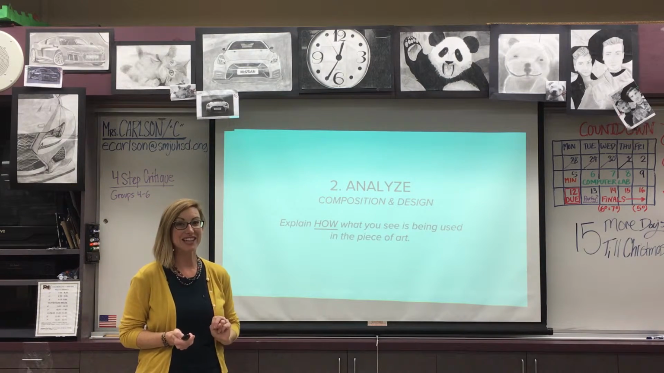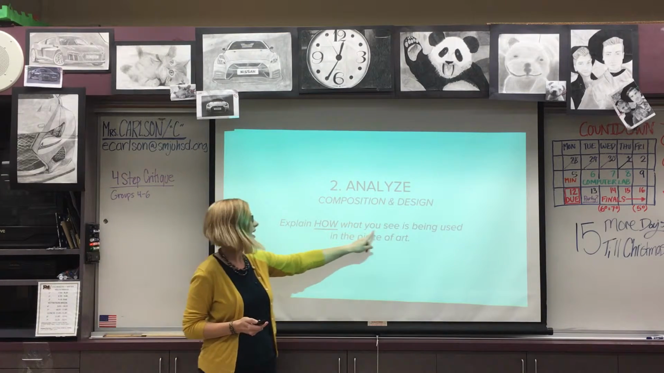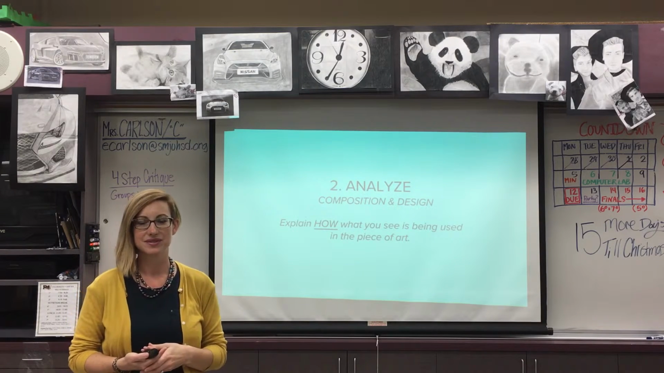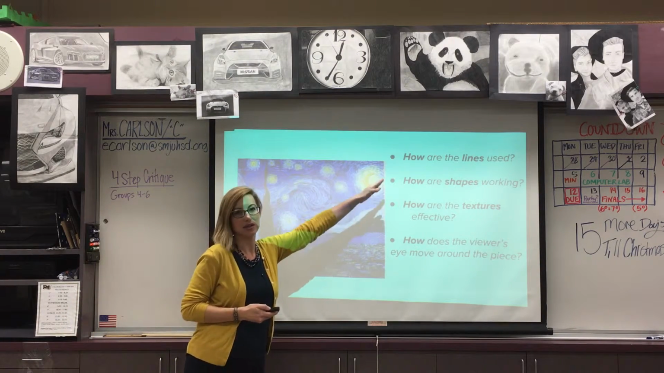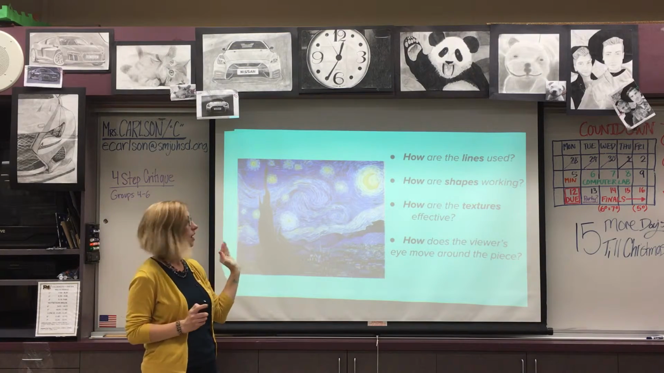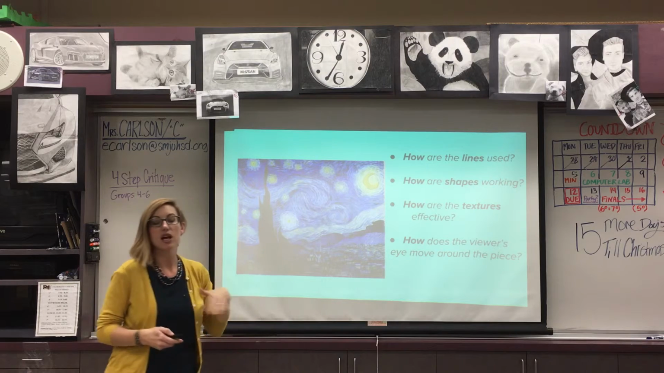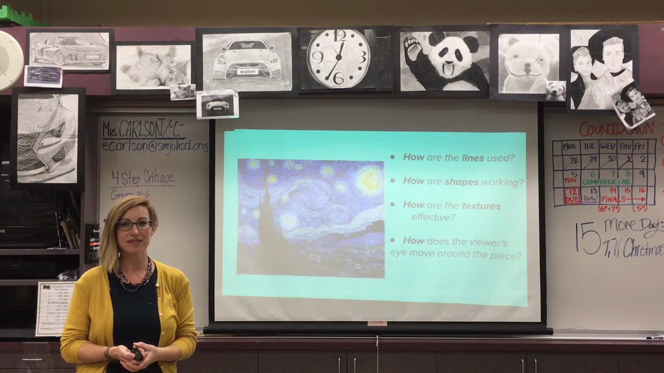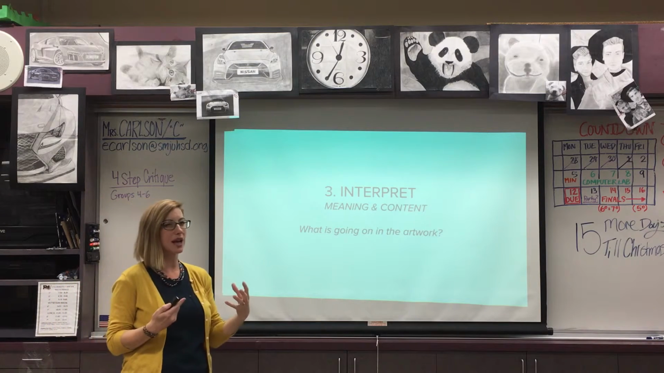Number 2 is analyzing. So we are going to look at the composition and design. Now when I say design and what we see is being used, what does that remind us of, class? The principles of design. That's right. Here are where the principles come into play. We're going to be talking how those elements are used. How are the lines used? How are the shapes being used? So for example, movement is a principle. The lines create movement in this piece. So if you see that written in your paragraph, what number would you write on the top of your piece? 2. That's right. 2 for analyze. So you want to really be looking for those type of clue words.